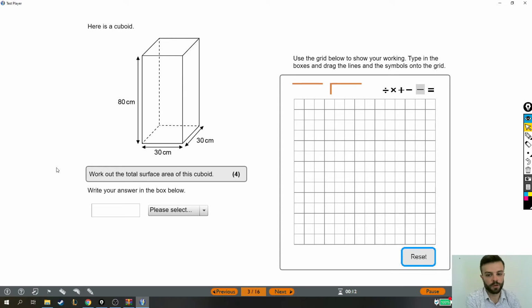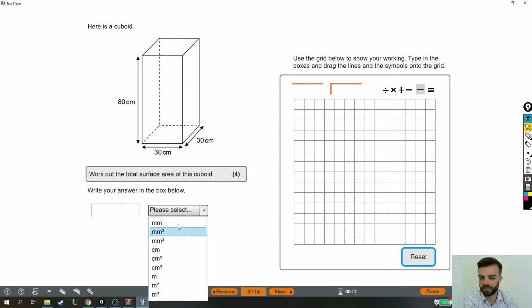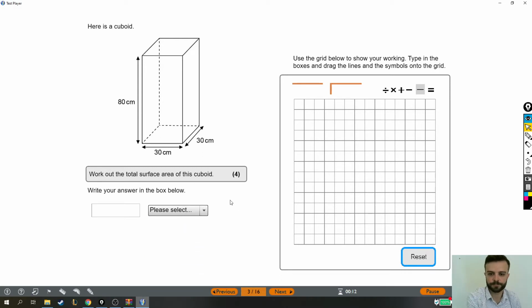Here is a cuboid. Work out the total surface area of this cuboid. Write your answer in the box below, and we also have to pick the units of our answer.